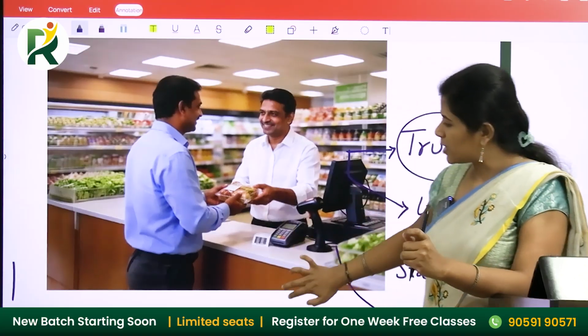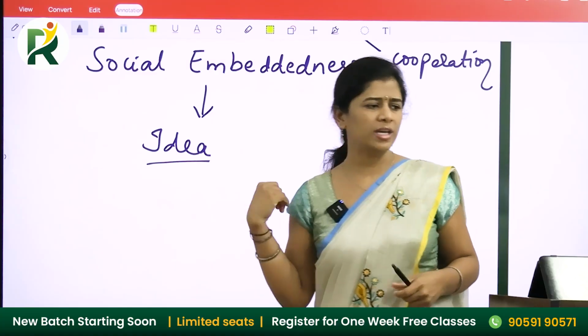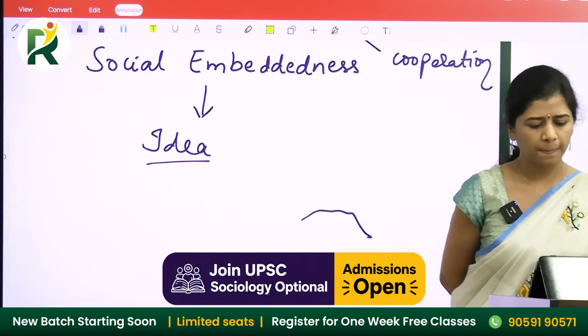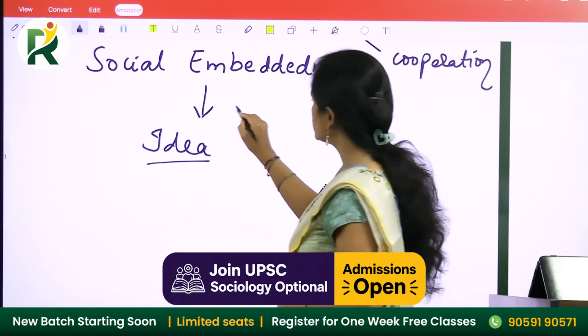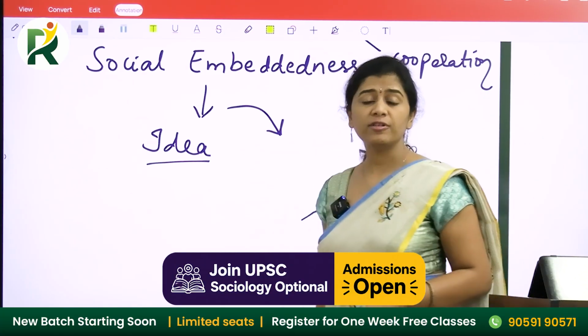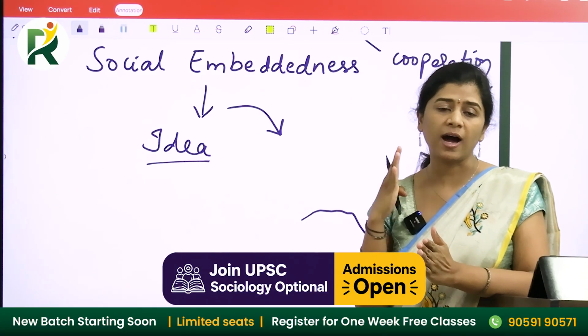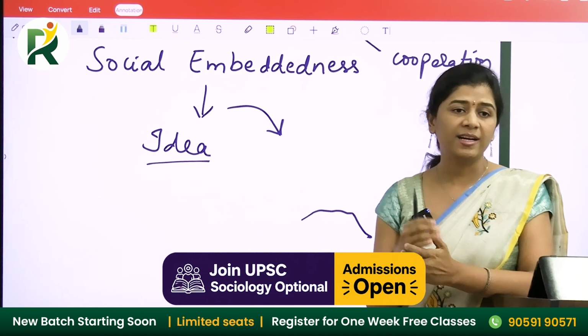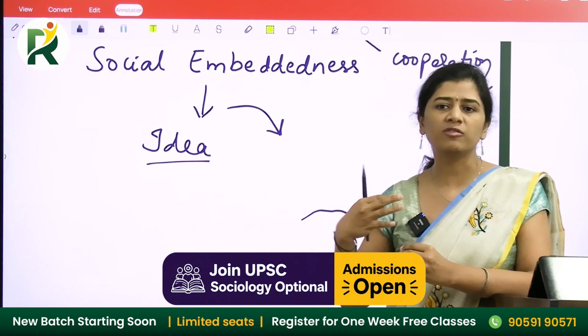This is the concept of social embeddedness, and in today's society, do we need this concept or not? Yes or no? The sociologists say that yes, we definitely need this concept because it results in a harmonious society. It results in harmonious relationships. It also helps in the growth of business.